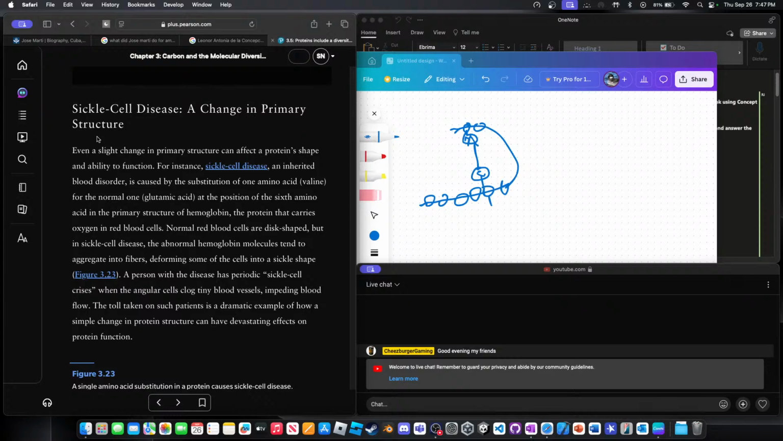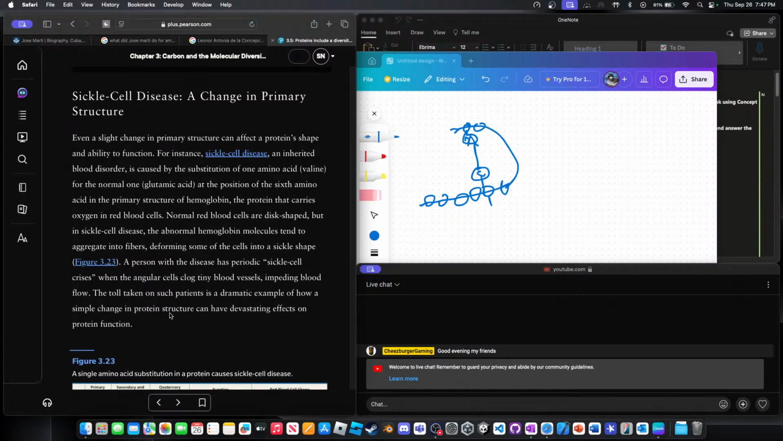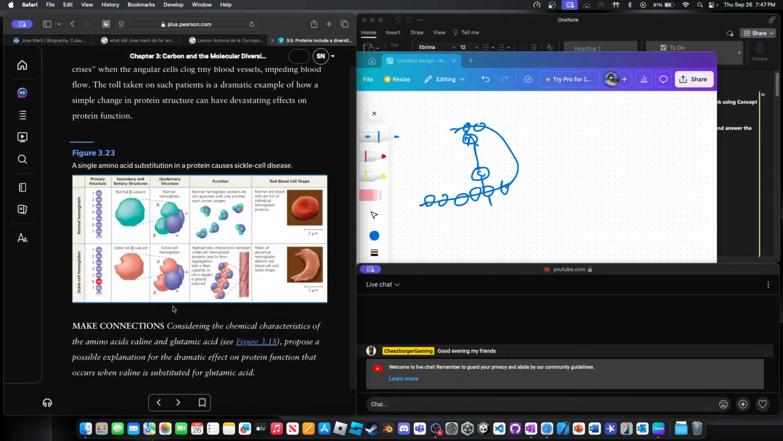Hemoglobin is the protein that carries oxygen in red blood cells. Normal red blood cells are disc-shaped. But in sickle cell disease, the abnormal hemoglobin molecules tend to aggregate into fibers, deforming some of the cells into a sickle shape. A person with the disease has periodic sickle cell crises, when the angular cells clog tiny blood vessels, impeding blood flow. This is a dramatic example of how a simple change in protein structure can have devastating effects on protein function.